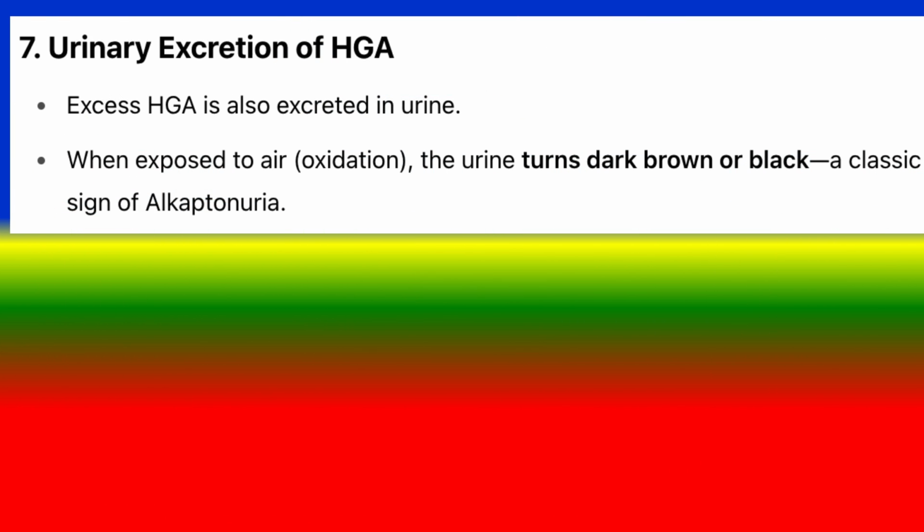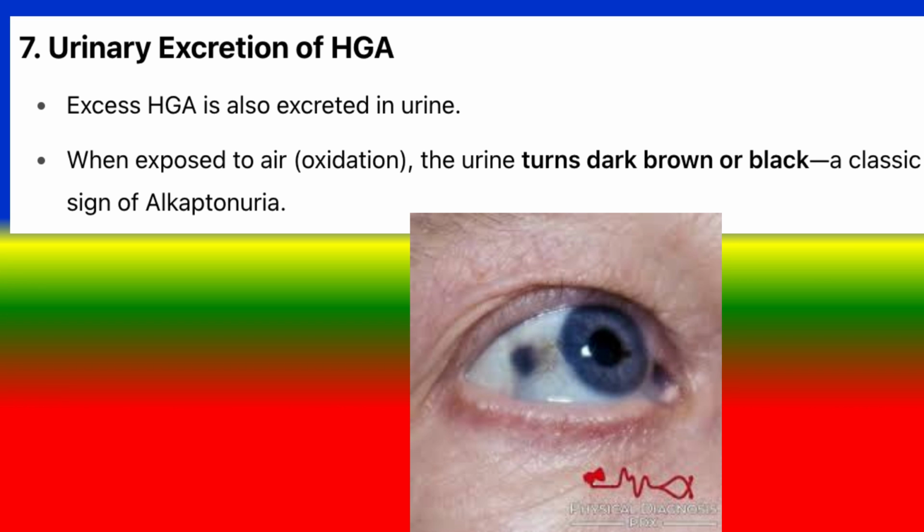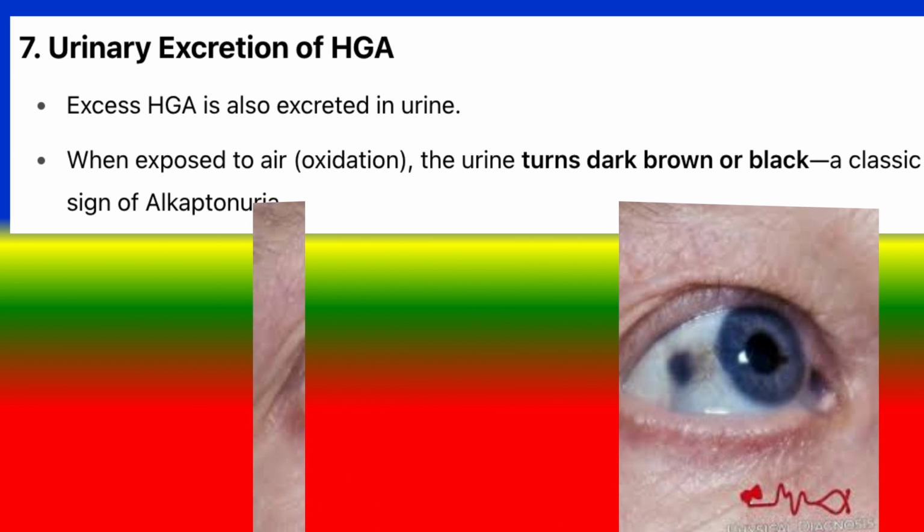7. Urinary excretion of HGA. Excess HGA is also excreted in urine. When exposed to air oxidation, the urine turns dark brown or black, a classic sign of alkaptonuria.